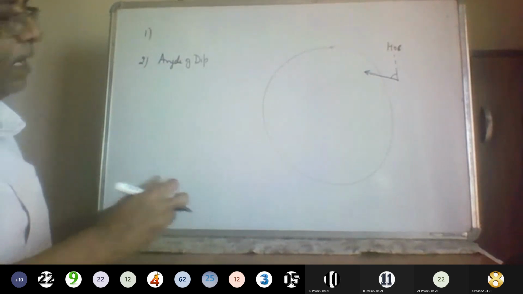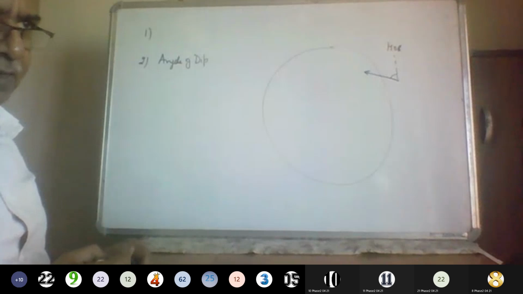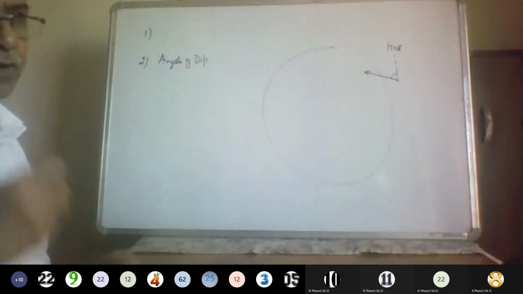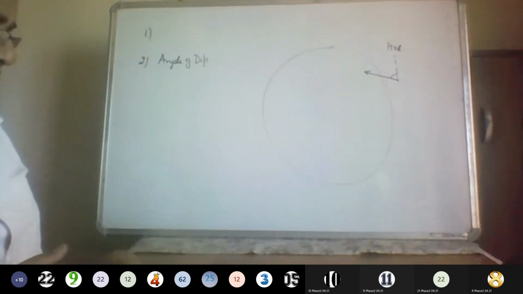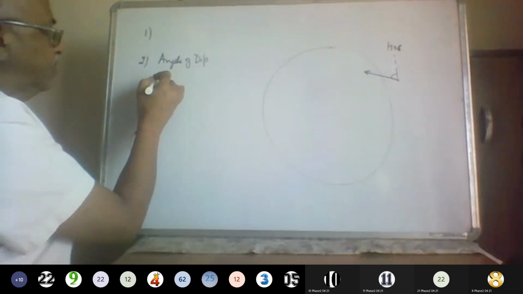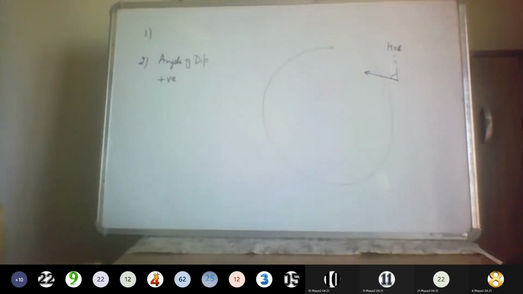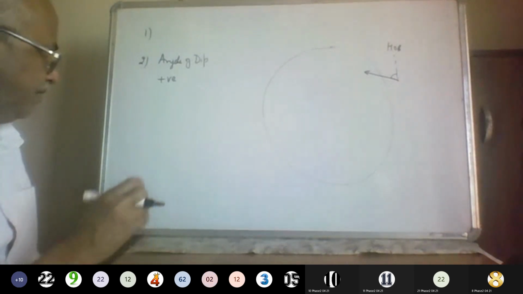This angle is called the angle of dip. So angle of dip we can define as a vertical angle which the direction of the Earth's magnetic field makes with the horizontal at that place. Now angle of dip can be positive or negative. Positive and negative is just a sign convention. Somebody decided to call it this way, that is why we are doing it this way.